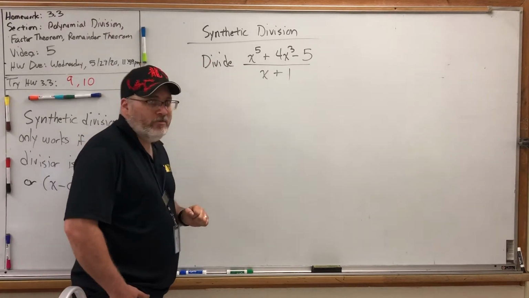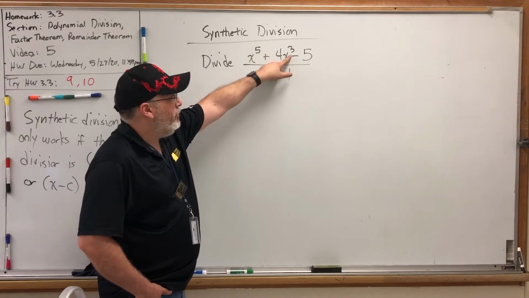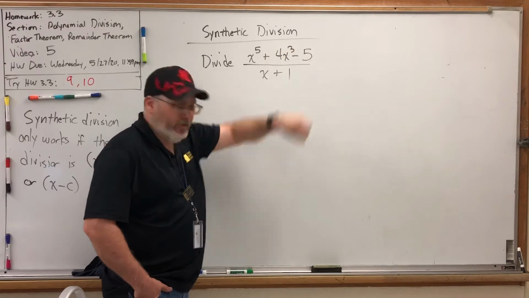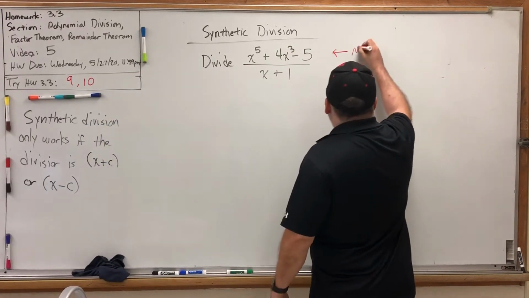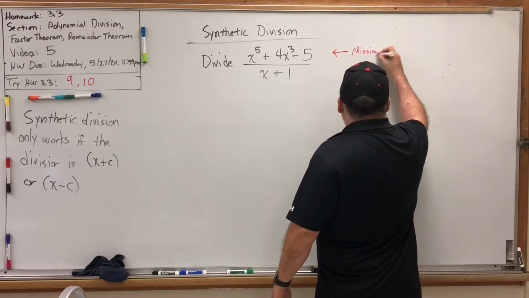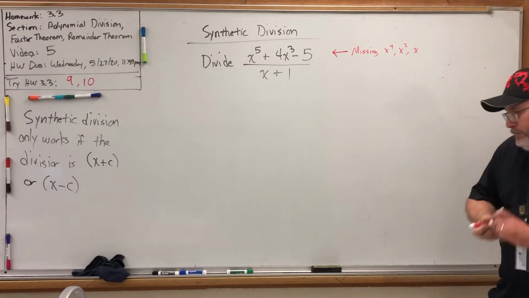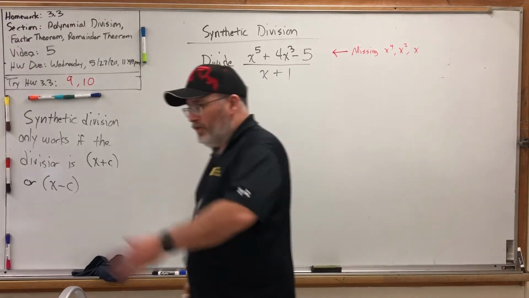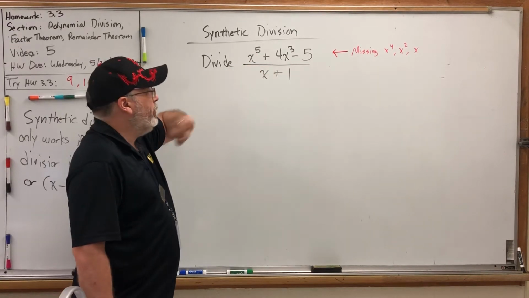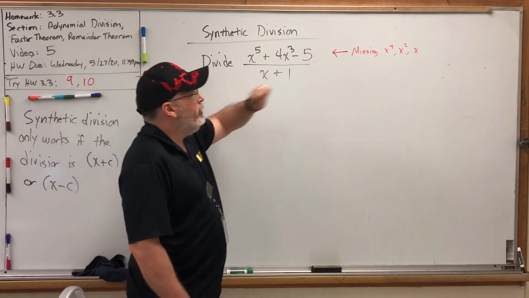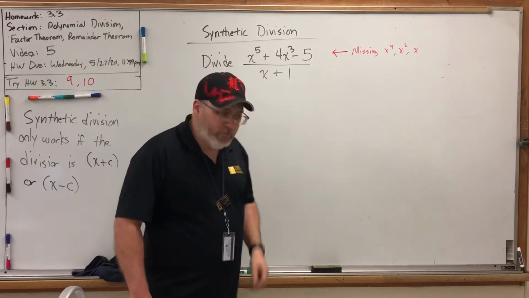What am I missing? Well, there's no x to the fourth, there is an x to the third, there's no x squared, and there's no x term. So the numerator is missing x to the fourth, x to the second, and x. So if we were doing a long division problem, we would have to write x to the fifth plus 0x to the fourth, plus 4x to the third, plus 0x squared, plus 0x minus 5.